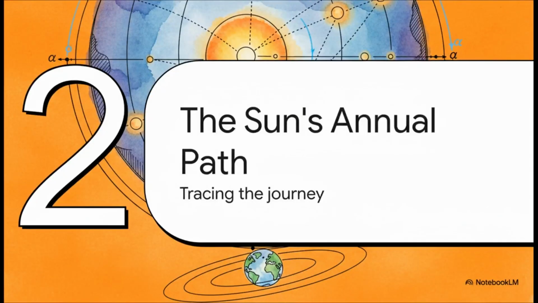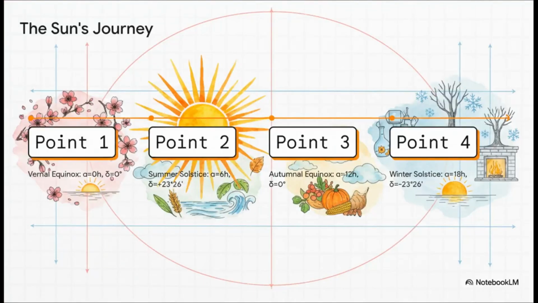So, because the sun follows this tilted path, the ecliptic, its celestial coordinates, its right ascension and declination, are in a constant state of flux throughout the year. Let's trace that year-long journey and see exactly how those coordinates change. This right here is the entire annual cycle in a nutshell. You can see the sun moves through 4 cardinal points: the vernal equinox, the summer solstice, the autumnal equinox, and the winter solstice. Each one of these marks a major turning point in the year, and as you can see, each has a very specific set of coordinates.